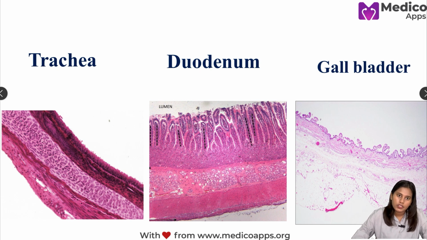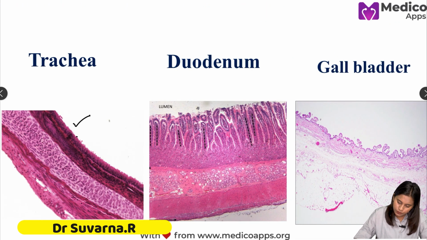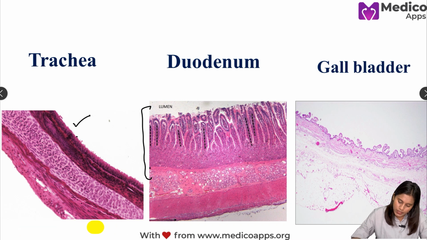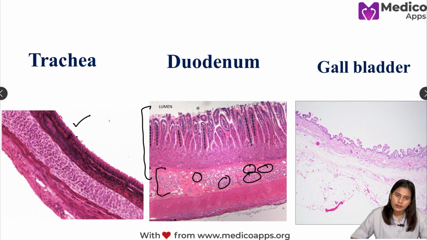This is the histological picture of the trachea, duodenum and gallbladder. You can see this is very different from the transitional epithelium. The trachea is lined by pseudostratified epithelium with cilia. The duodenum is again lined with simple columnar epithelium, and in the submucosal layer you can see glands. These are the submucosal glands, also called Brunner's glands. This is very different from the epithelium we saw in the question.